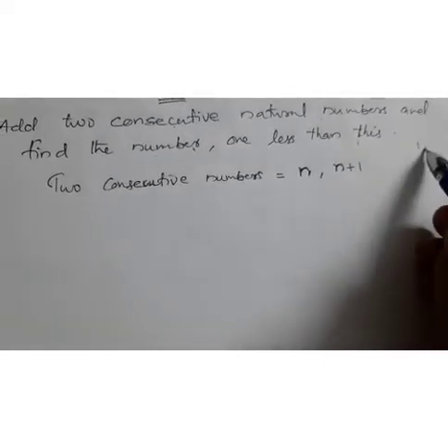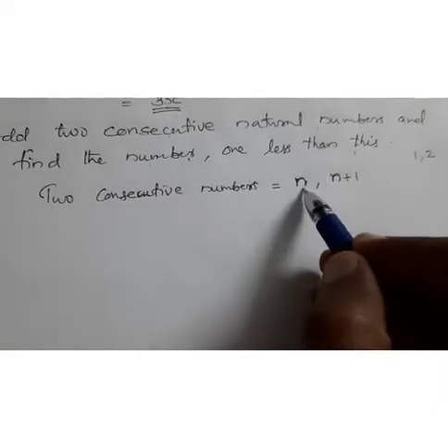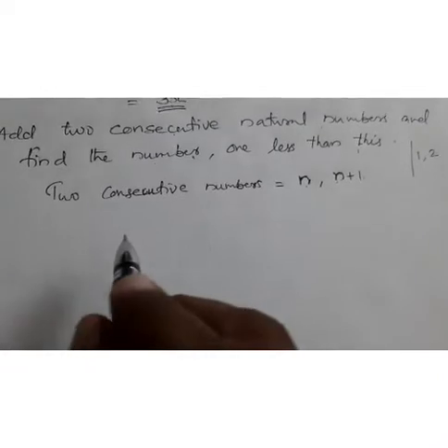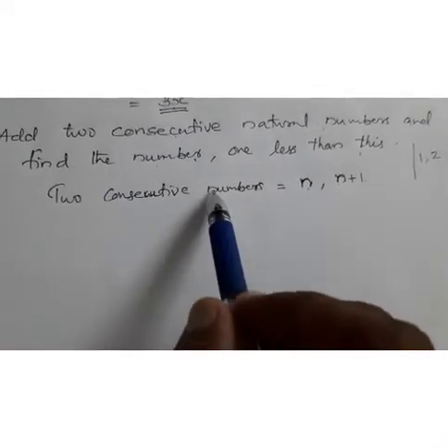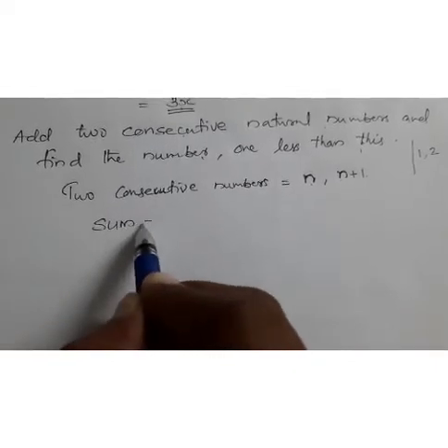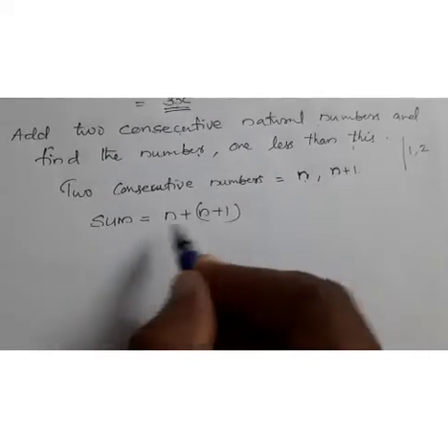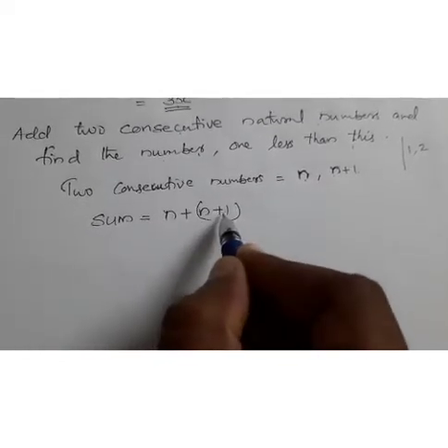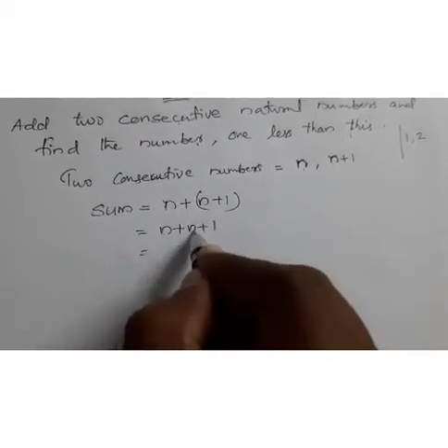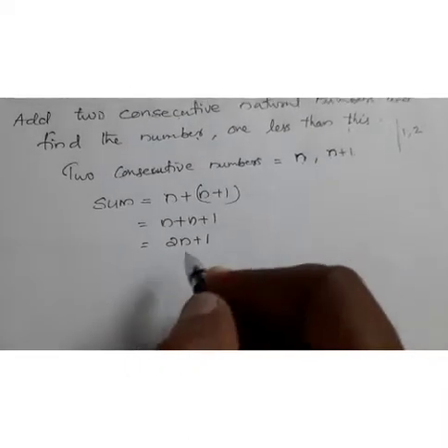If it is 1, the next number is 2, so 1 should be added. So if we take n plus 1, then what do you do? We have to add these two numbers. Take the sum of these two consecutive numbers. So n plus n plus 1. Same variables should be added. So you will get 2n plus 1.